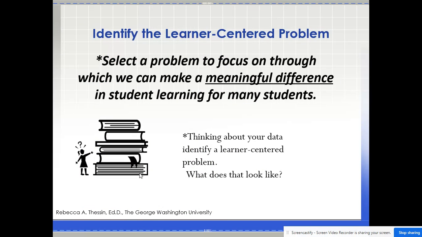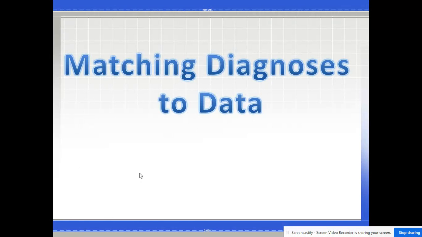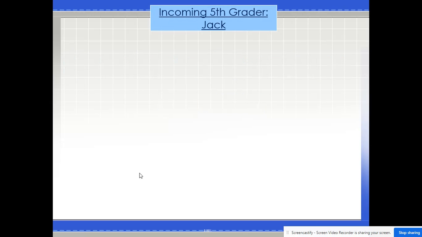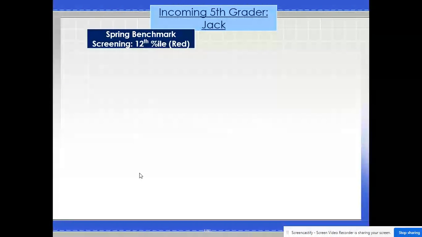So thinking through the cycle, you select a problem to focus on through which you can make a meaningful difference in student learning for many students. So you're thinking about your data, you identify the learner-centered problem, and then you have to understand what that looks like. Okay, so matching the diagnosis to the data. So we're going to take a look. Incoming fifth grader. His name is Jack. He was in the 12th percentile on the spring benchmark.